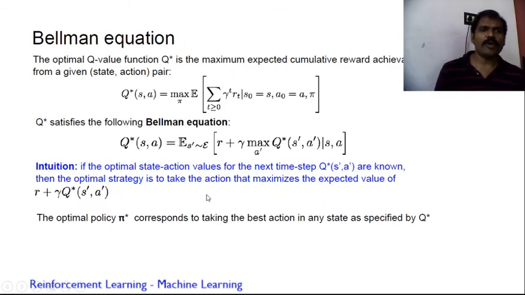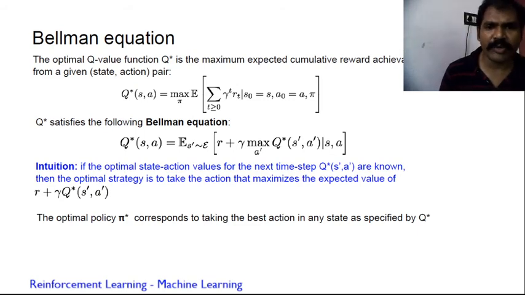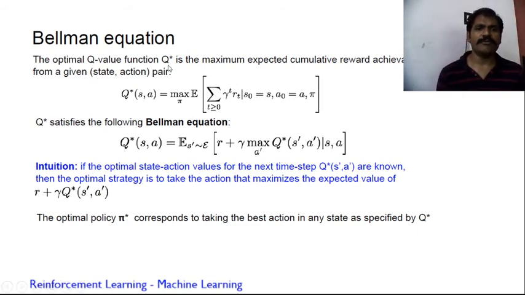And now we are going to take the Bellman equation, because this optimal Q value function is the maximum expected cumulative reward, which satisfies the following Bellman equation. So here again, Q asterisk of S comma A is equal to the expected sum of the reward R plus gamma times the maximum over all the possible actions of the next state. So here we have an approximation of the Bellman equation.